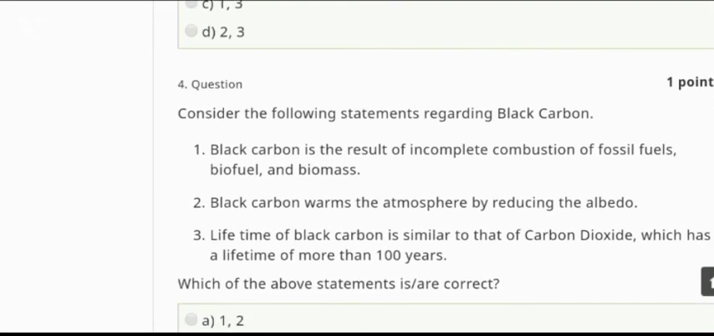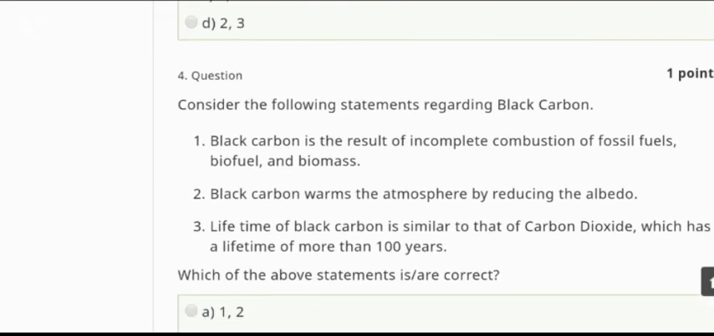Now comes question number 4. Consider the following statement regarding black carbon. You see, today's questions are more factual based questions. They are less guess based. You have to know completely, or in fact partially, about something that is given in the topic. Then only you can solve the question.